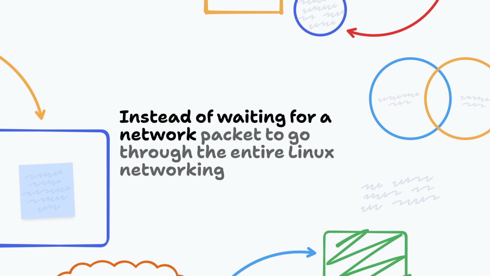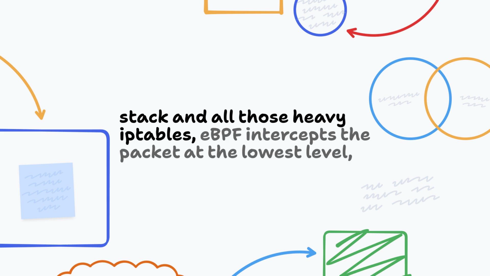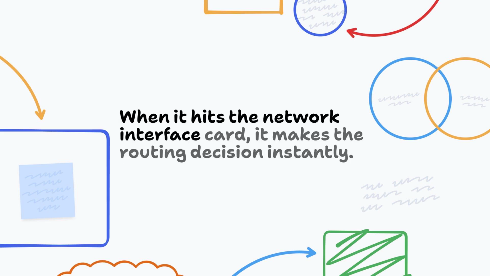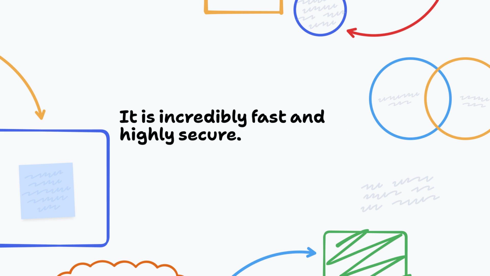Instead of waiting for a network packet to go through the entire Linux networking stack and all those heavy iptables, eBPF intercepts the packet at the lowest level. Right when it hits the network interface card, it makes the routing decision instantly. It is incredibly fast and highly secure.